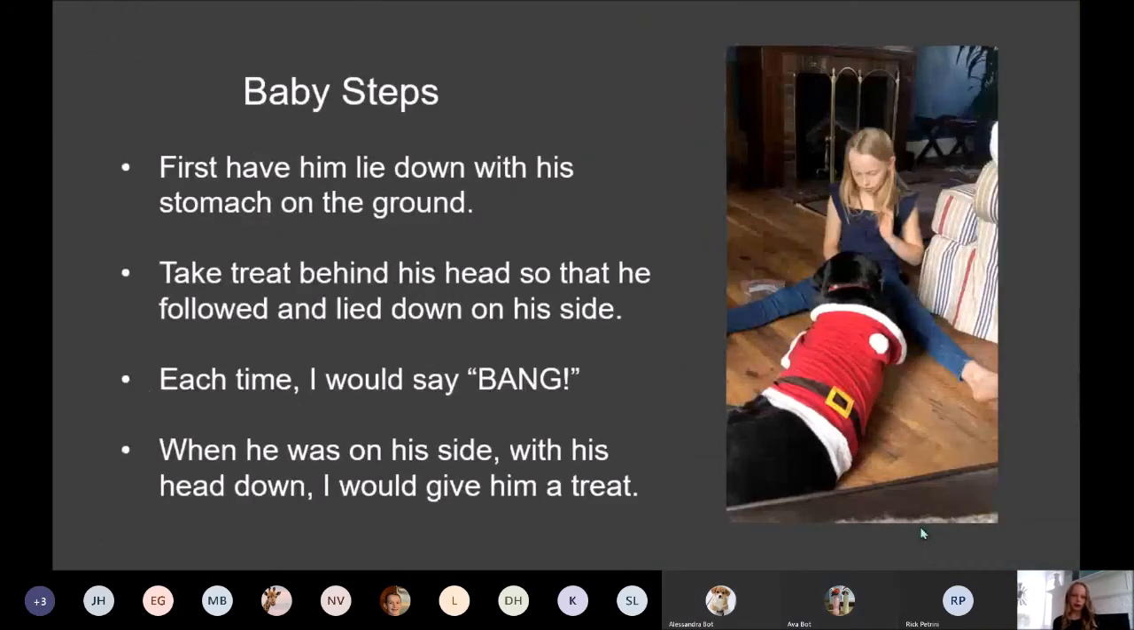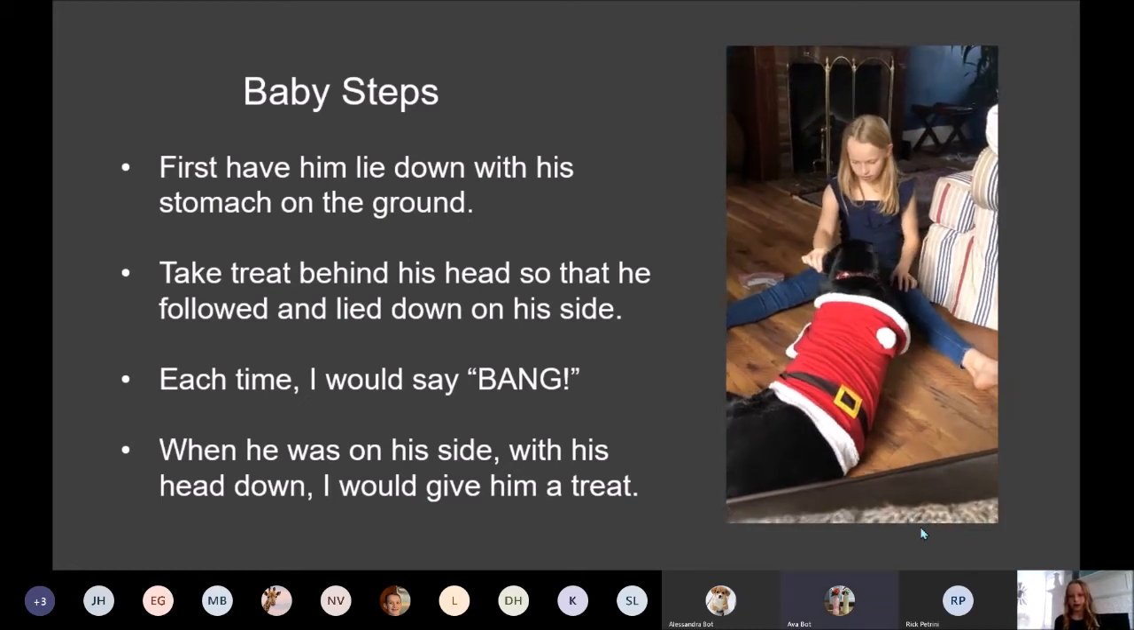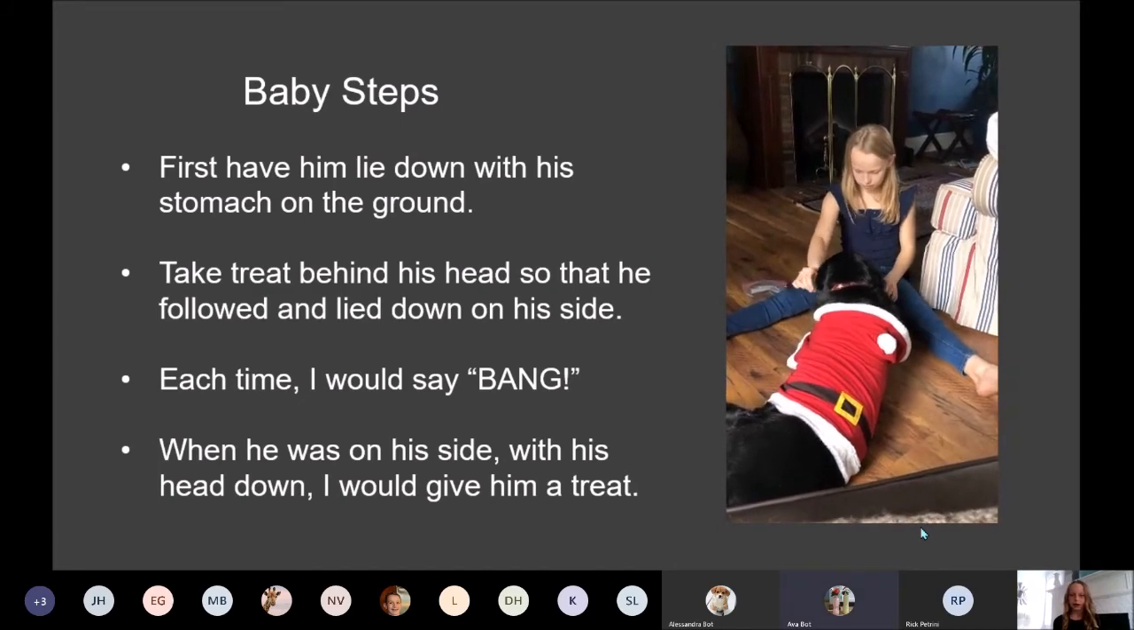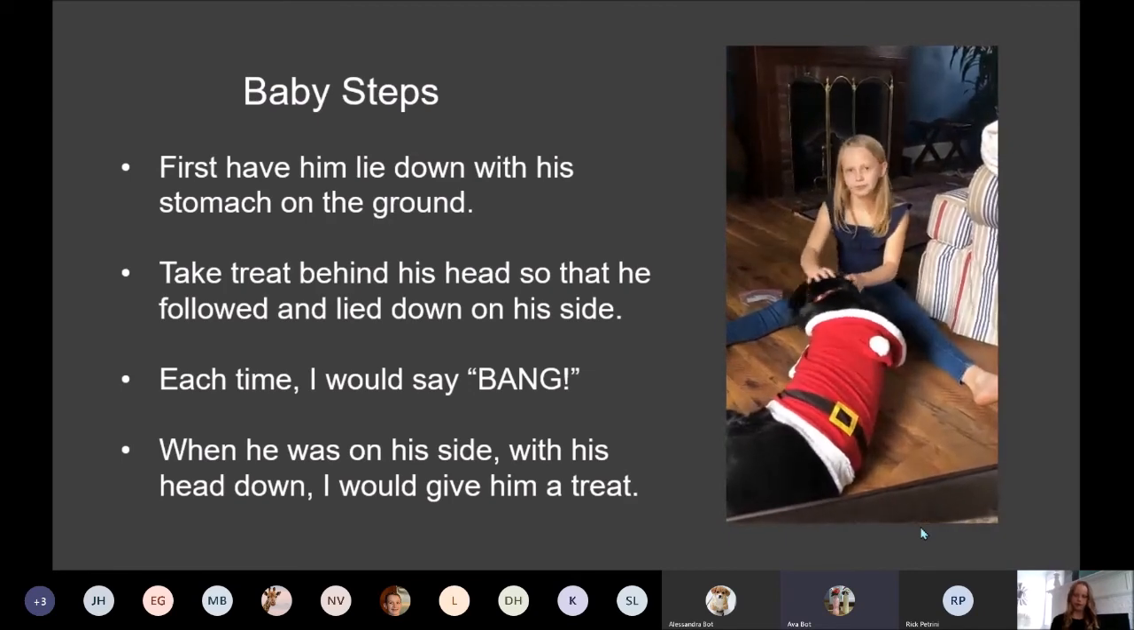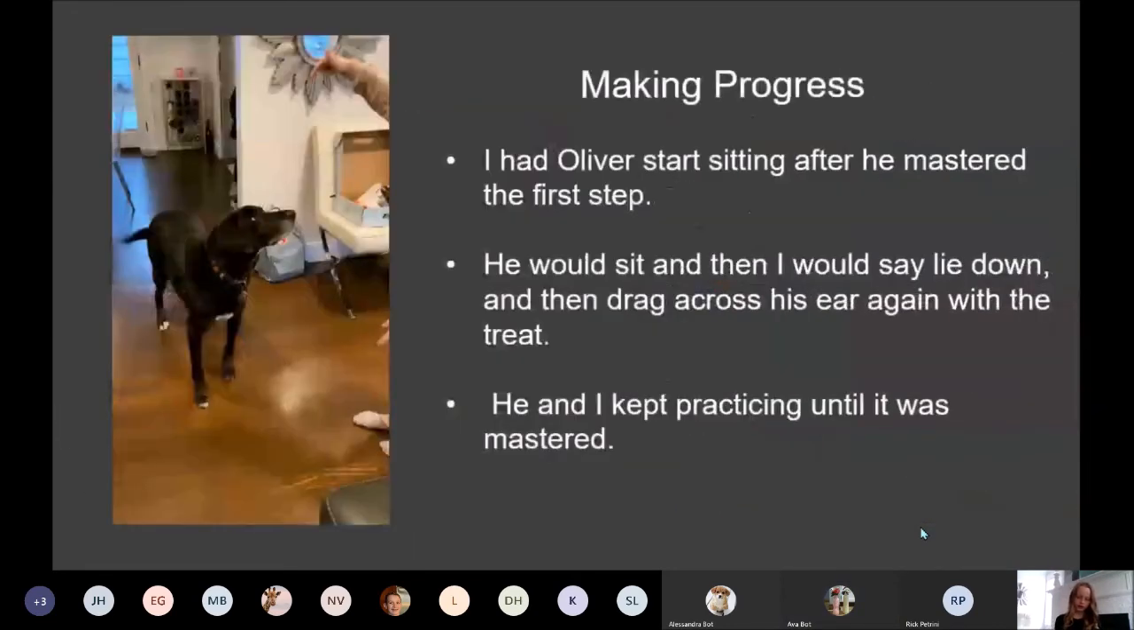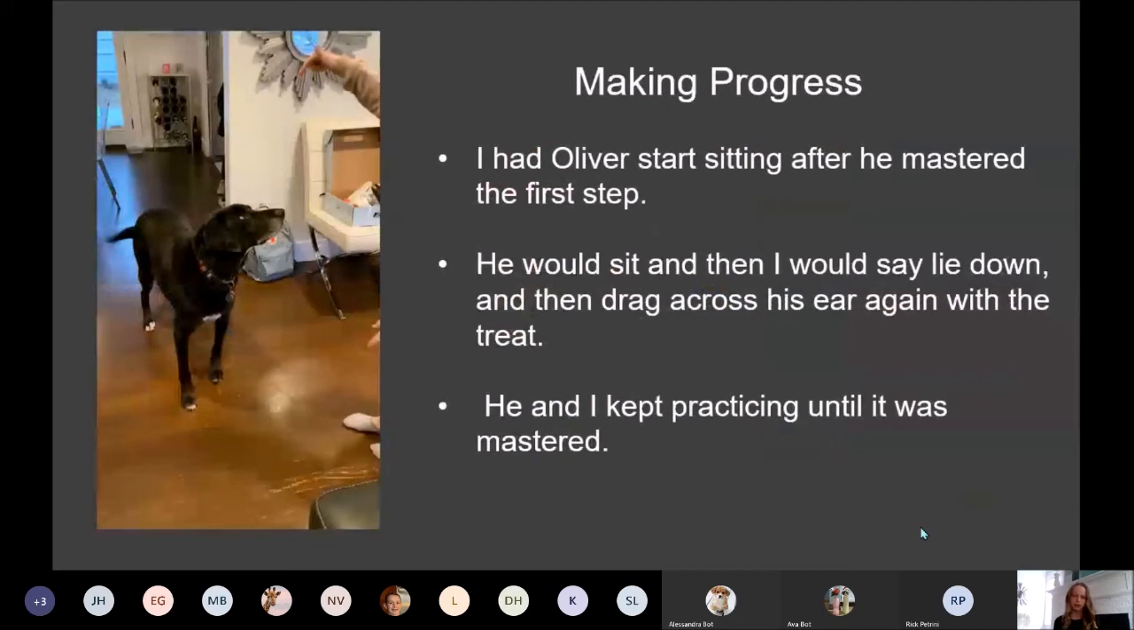I first had Oliver lie down with his stomach on the floor. Then I took the cut-up treat behind his head so he followed and lied down on his side. Each time, after he started understanding it more, I would say, bang. When he was on his side with his head on the floor, I would give him a treat, just like this. I would drag it around, and then his head would go on the floor, and then I would give him a treat. At first, Oliver was not understanding bang at all, but then he started getting a lot better at it.